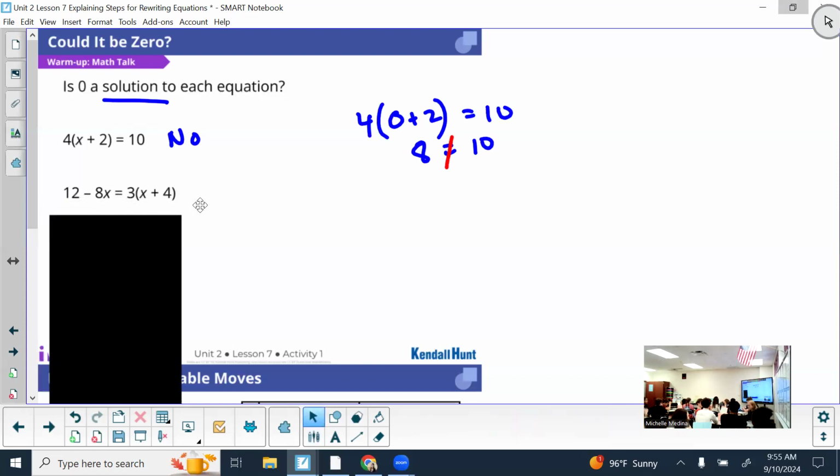Now try this one. Try it without scratch work or calculator. If you can't, then I guess scratch work. But put your thumb up when you think you know whether 0 is a solution to this one on the screen. 12 minus 8x equals 3 times the sum of x and 4. In your head.